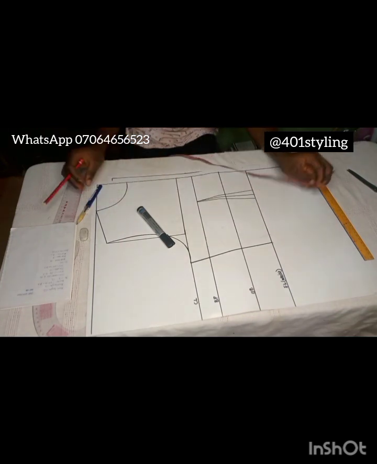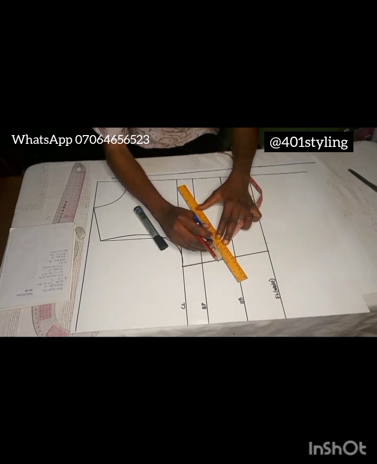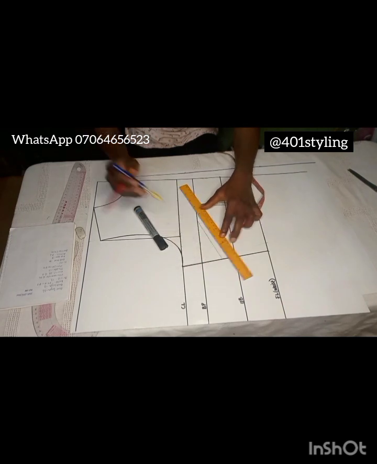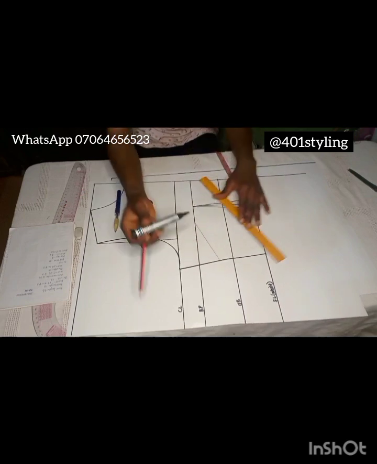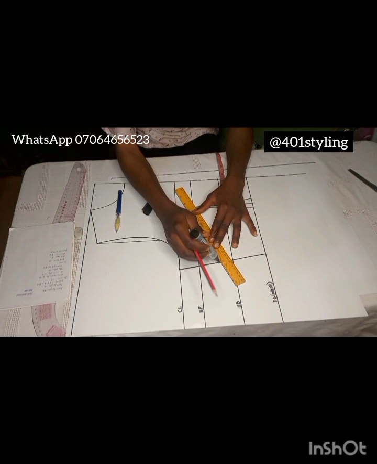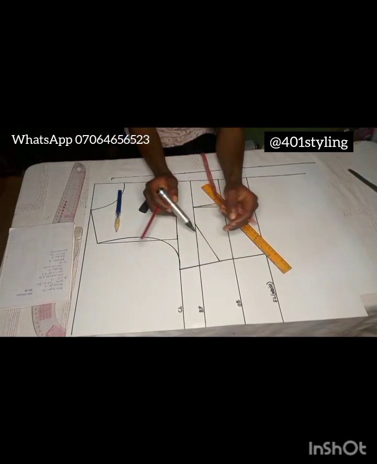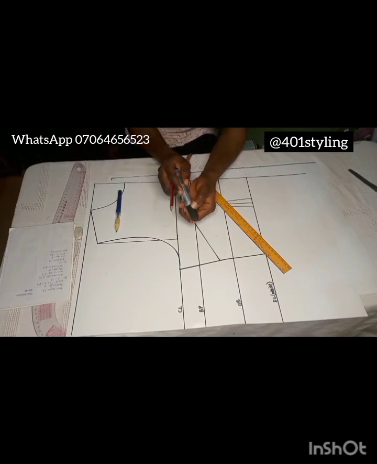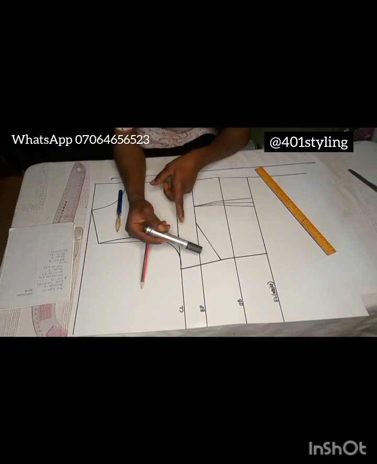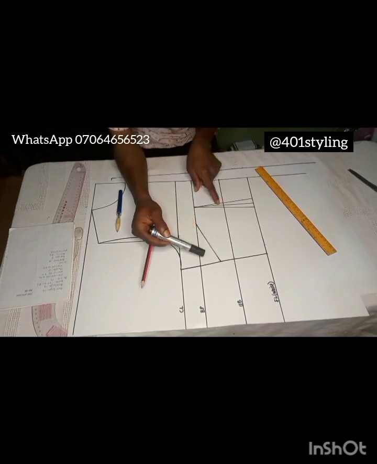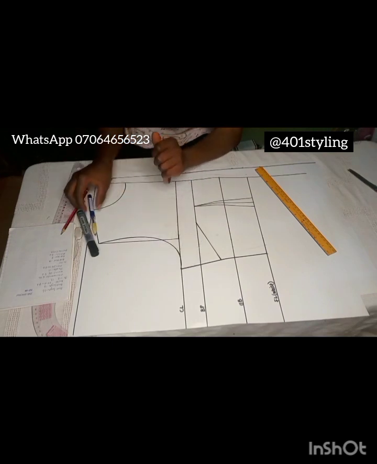So let me just use my pen to draft this out. So this is it. This is your bust dart. This area is your bust dart. So mind you, before you can close a dart, you need to open another dart. So if you want to close this dart now, you will need to open your waist dart, but we are not doing that manipulation today. So please, let's just move on.